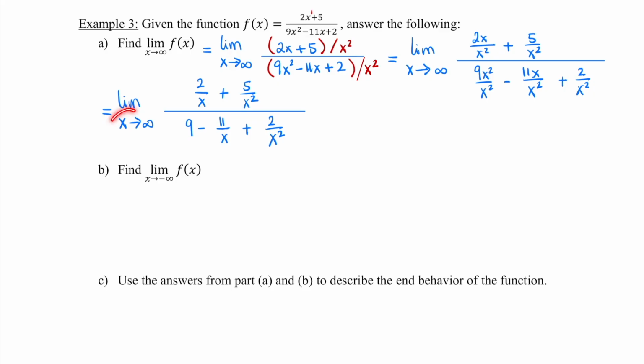Now, as x approaches infinity, 2 over x approaches 0, 5 over x squared approaches 0, 11 over x approaches 0, and 2 over x squared approaches 0. So the expression becomes 0 plus 0 over 9 minus 0 plus 0. And we have 0 over 9, which is 0.